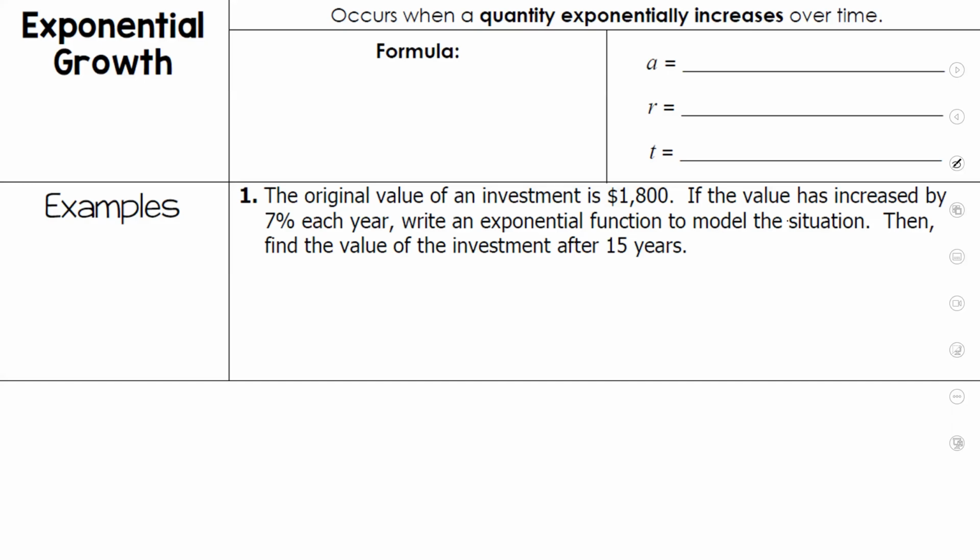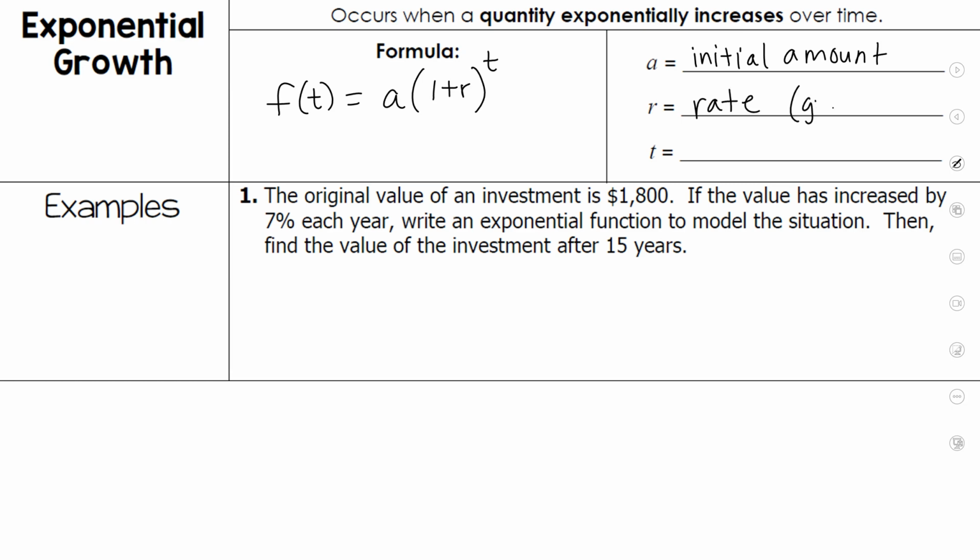The formula for exponential growth is A times (1 plus R) raised to the power of T. A stands for the initial amount. R stands for the rate, and in this case, it's growth, so I'm going to put growth rate. T stands for time.